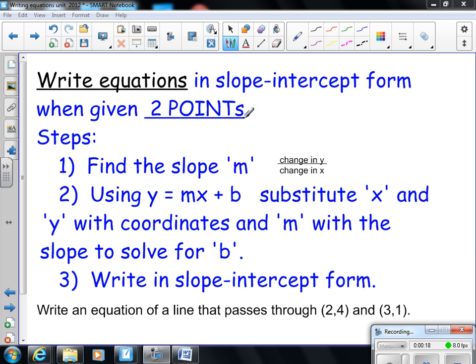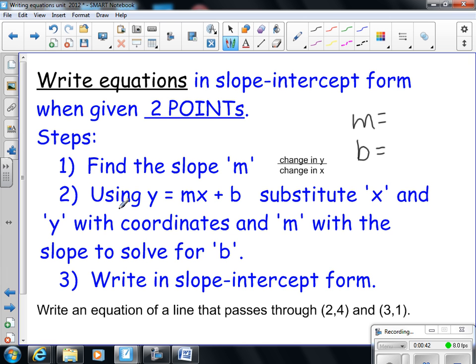The two things you need in order to write an equation in slope-intercept form are the slope and the y-intercept, those two items. So when you have 2 points, you're not given either one. But the first thing that you can do is from your 2 points, the first step is to find your slope. And do that by taking the change in y over change in x. Okay, then the second step follows just like what we did yesterday.